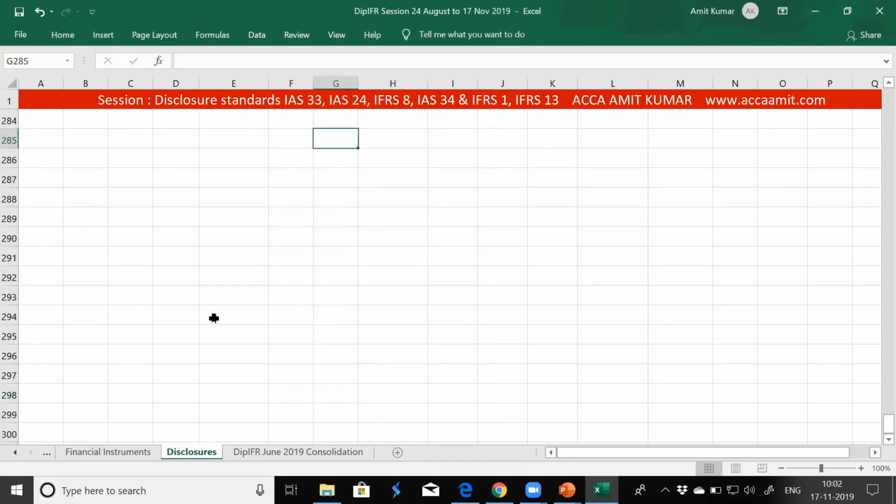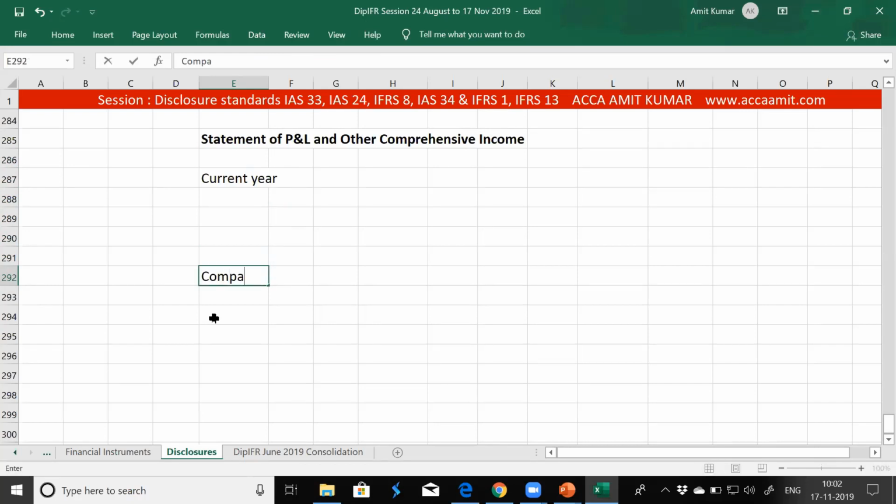Now comes statement of P&L and other comprehensive income. We have to give current year and also comparative. What will be the current year P&L if we are in the second interim period? Current year interim period.